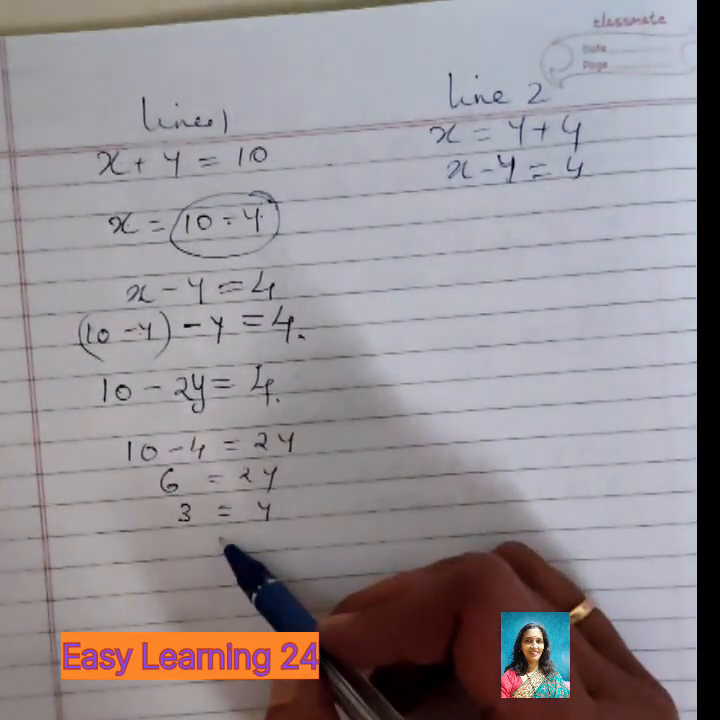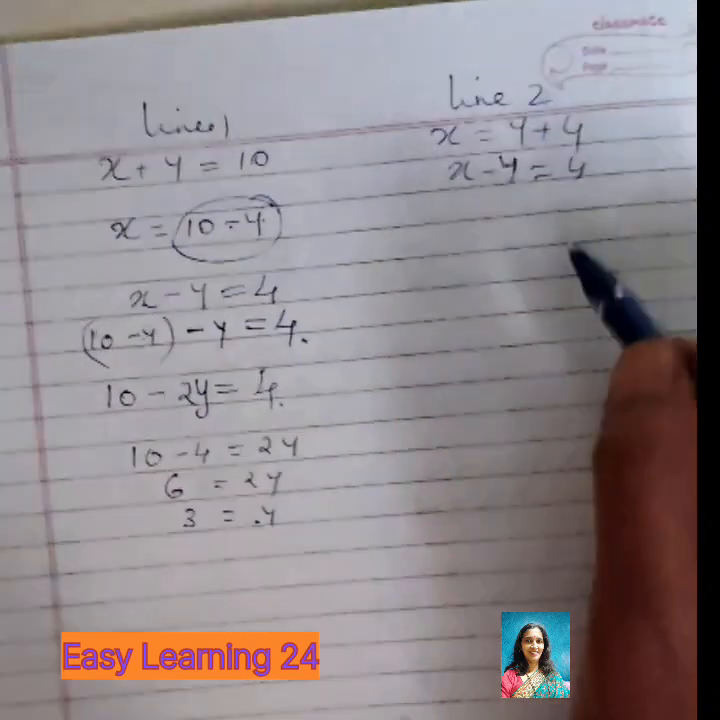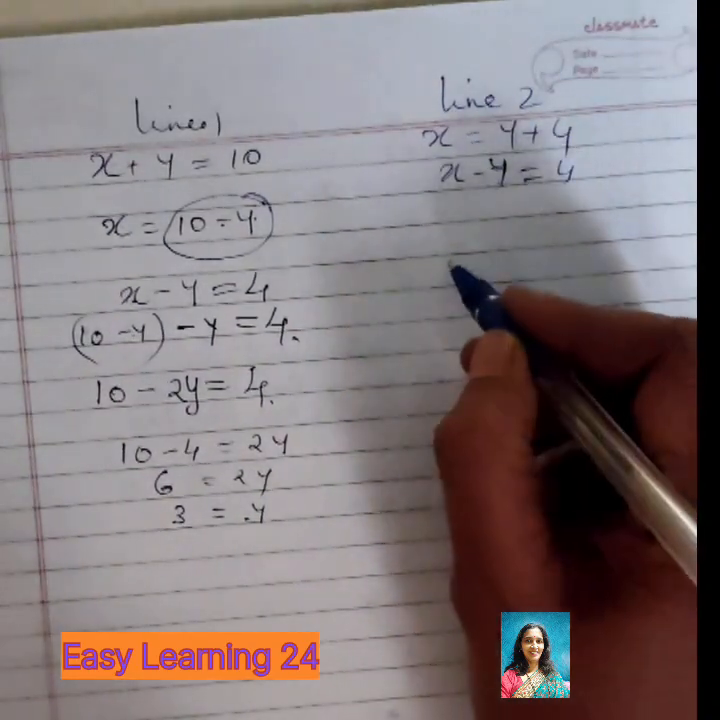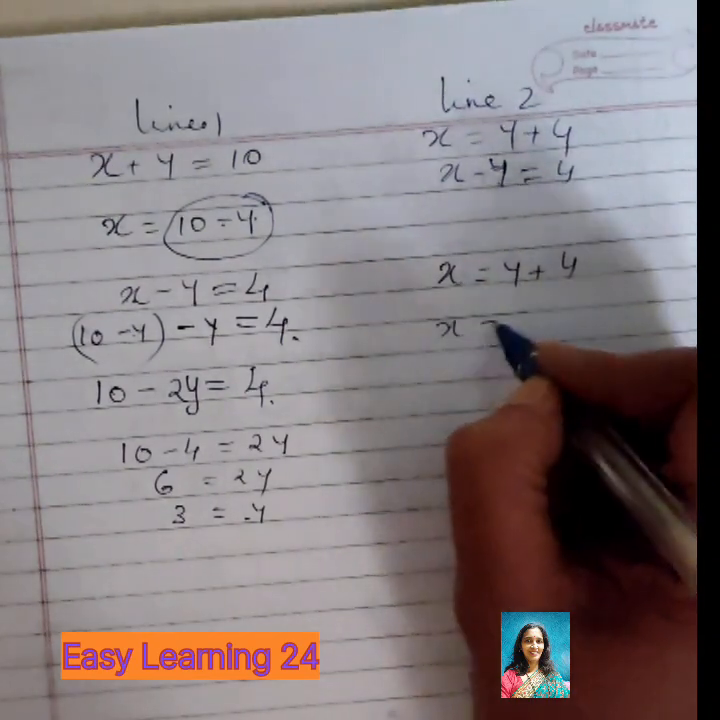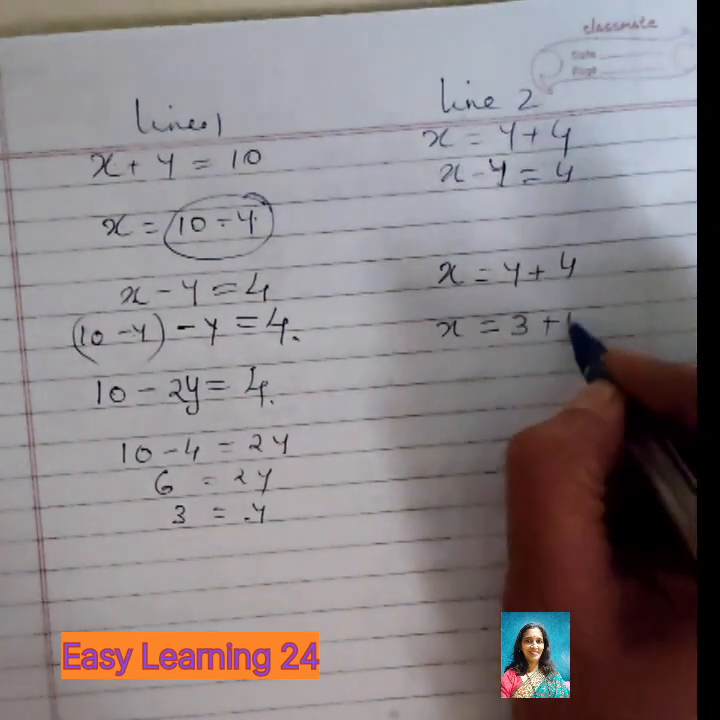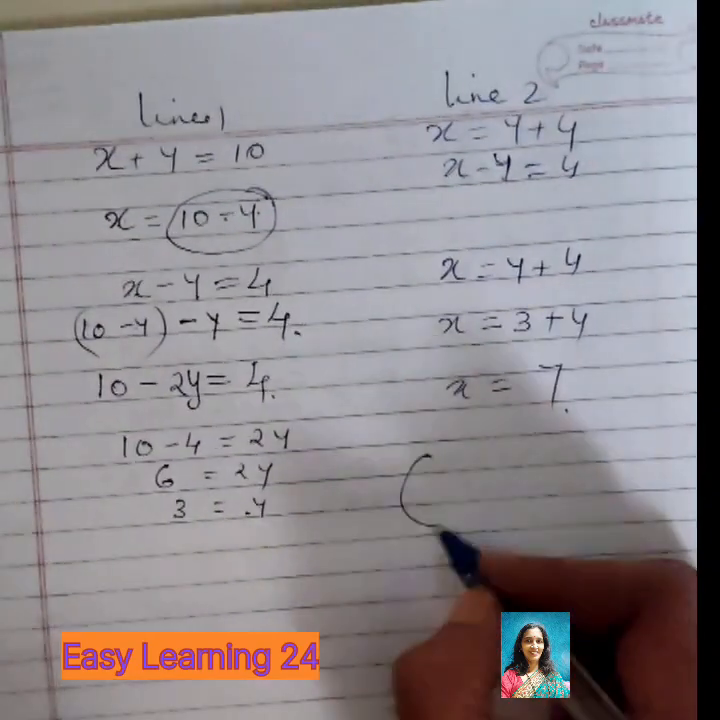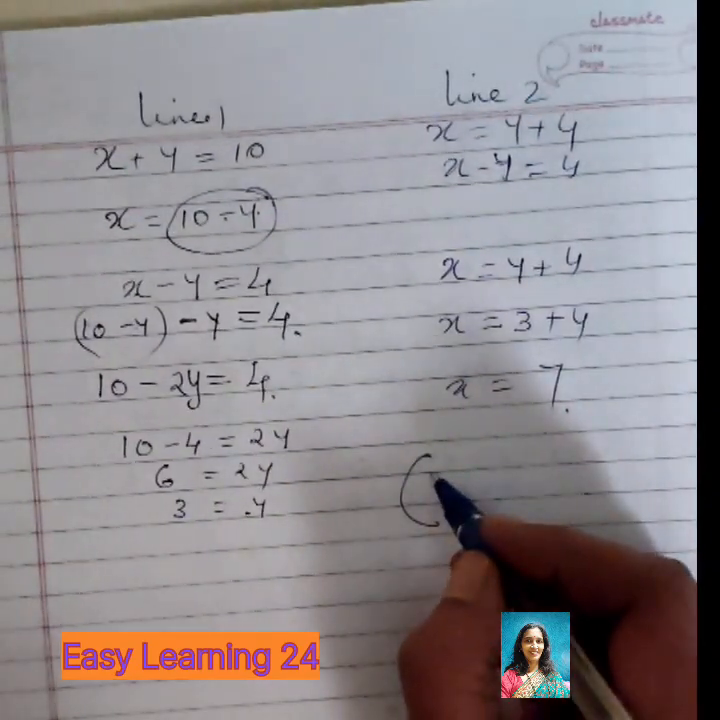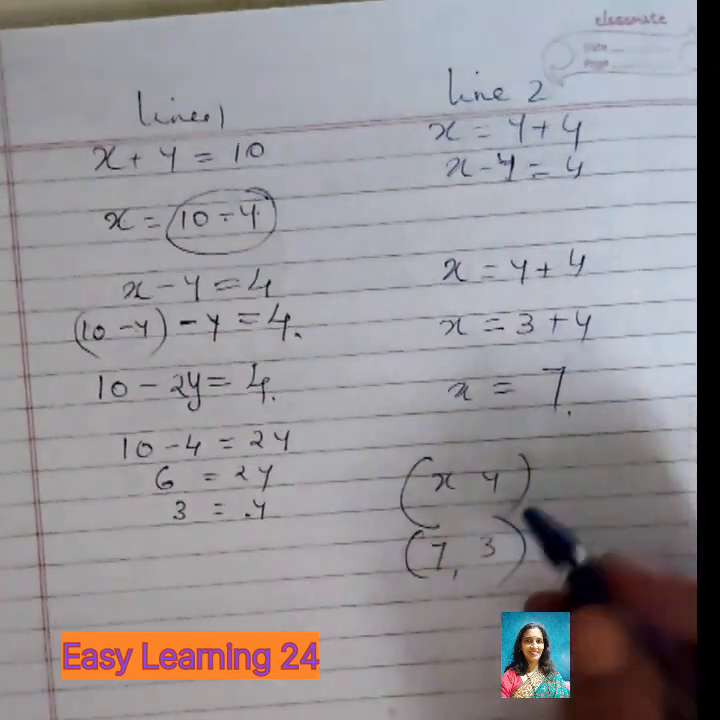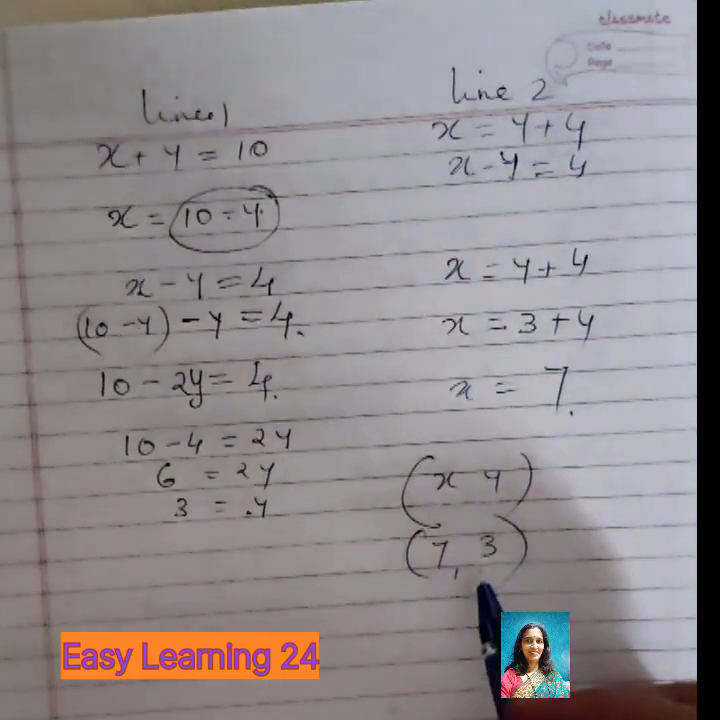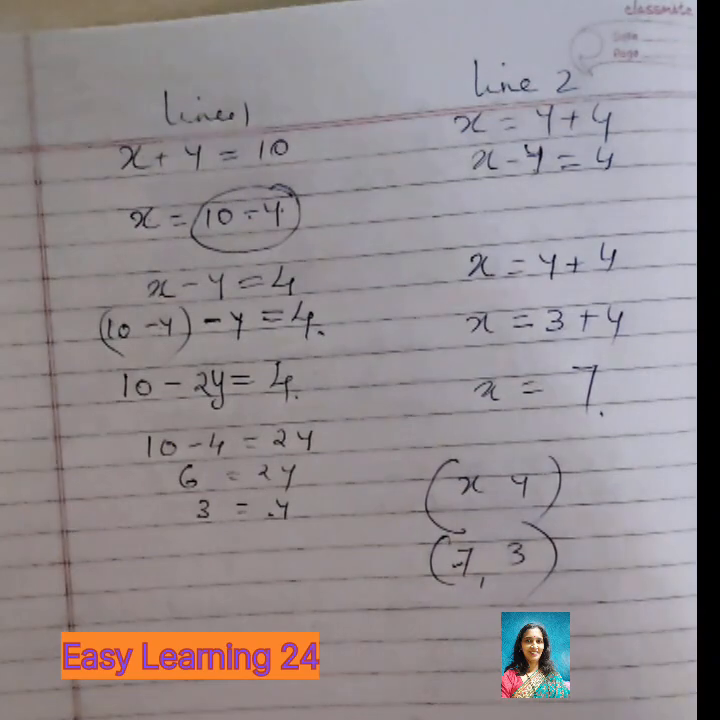So once we get y is equal to 3, now we will substitute the value of y in this equation. In any of the equations you can substitute. We will substitute in this equation. x is equal to y plus 4. Therefore, x is equal to 3 plus 4. x is equal to 7. So, the point will be x and y, that is 7 and 3. So, after intersecting the two lines, we should get this point. Now, we will check if we are really getting it on the graph paper. Okay.